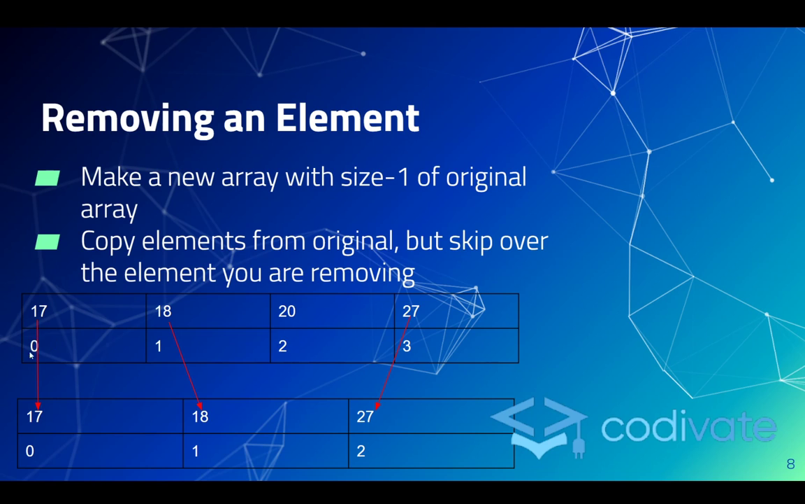So we copy the 0th index to the 0th index, the first index to the first index, and then we have to skip the second index here and start on the third index, right? So wherever our element we're trying to remove is, we skip over that, and then we go to the next, and continue going through the rest of it. Now notice that this 27 is at index 3, but we want to put it in index 2 of our new array, not our original.